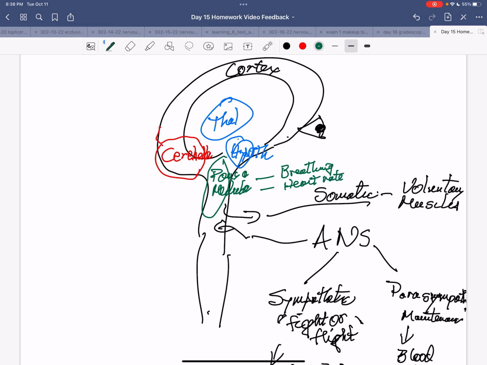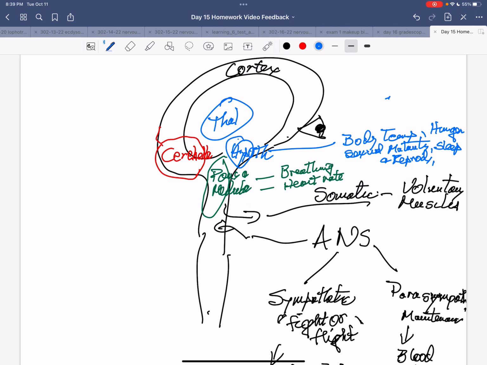The hypothalamus regulates a little bit higher level things like body temperature, sexual maturity, and reproduction, hunger, aspects of sleep, and so on.